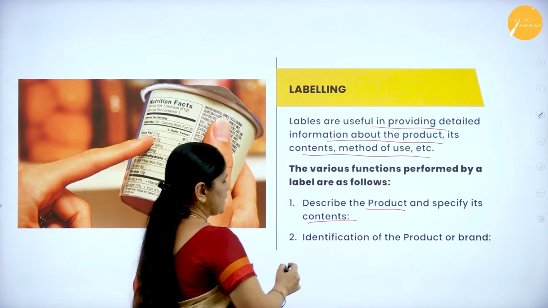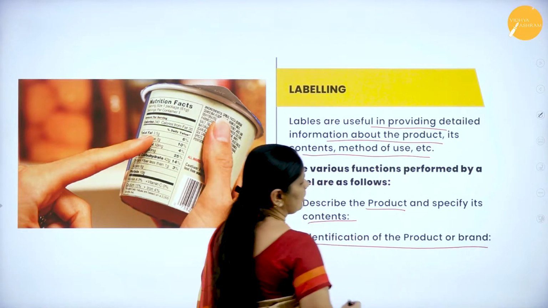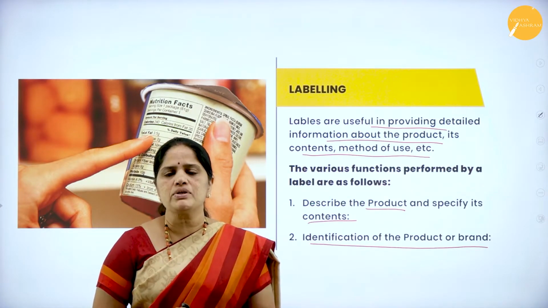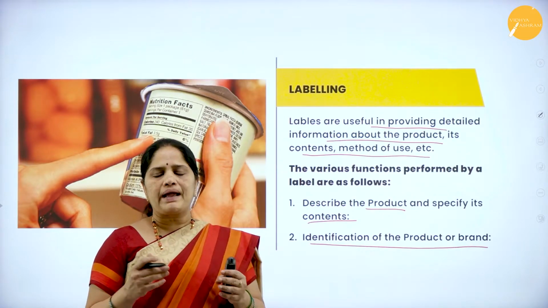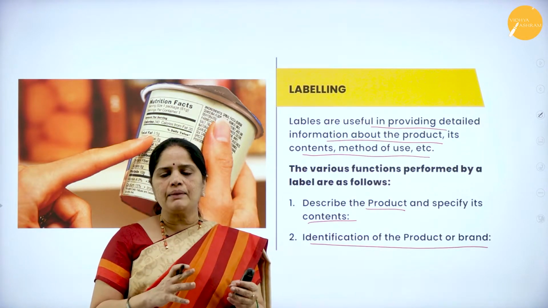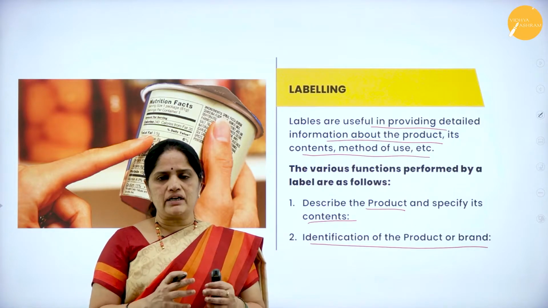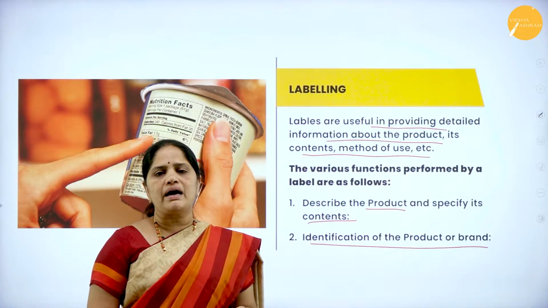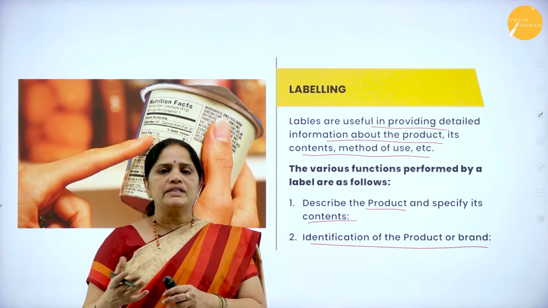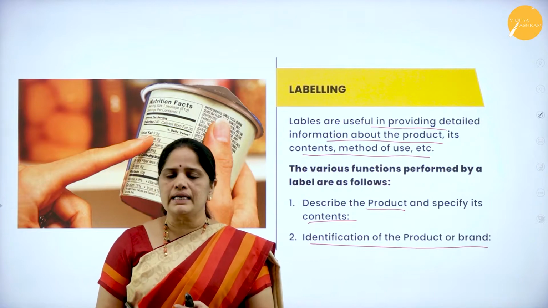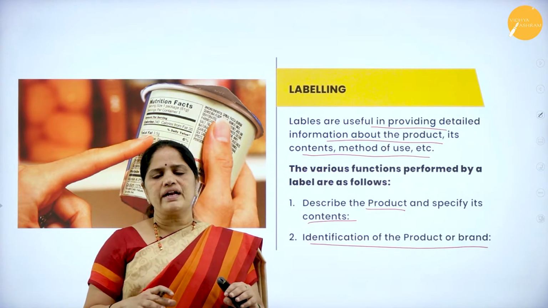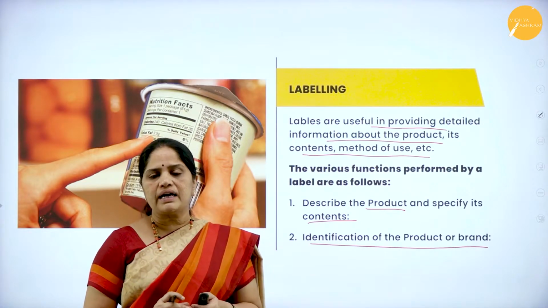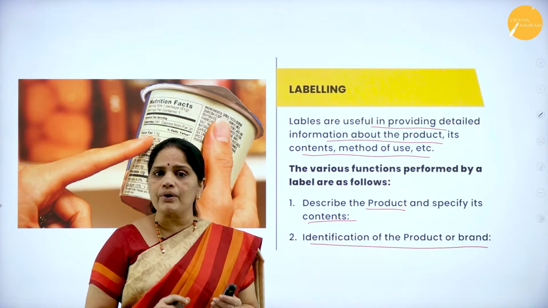Then, the next one is identification of the product or brand. Suppose it is a packet of biscuits or a packet of chips. With the help of the label, we can know what kind of packet it is or what the brand name is, whether it is Marie, Marigold or Vita Marie, or whether the chips are Uncle Chips or Lay's or anything. So, we have different brands with different labels, and these labels help us to identify the brand of each product.